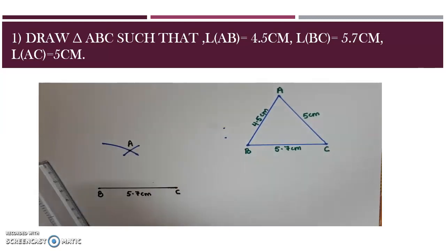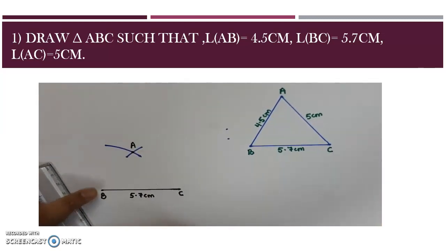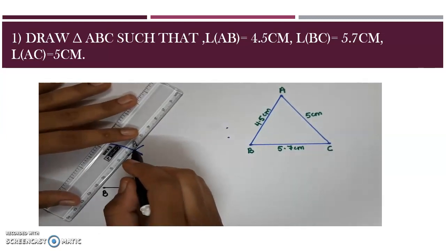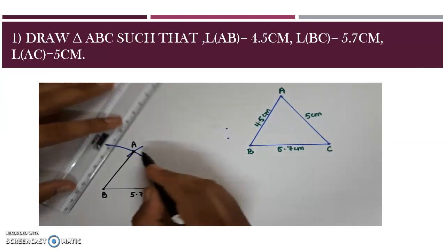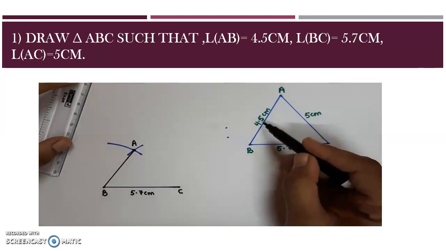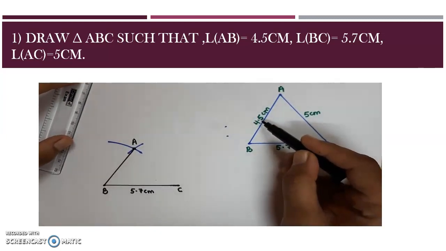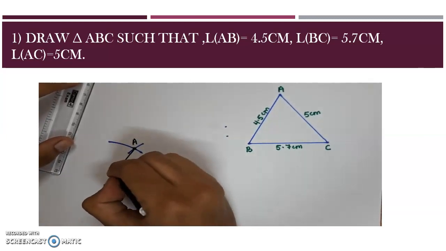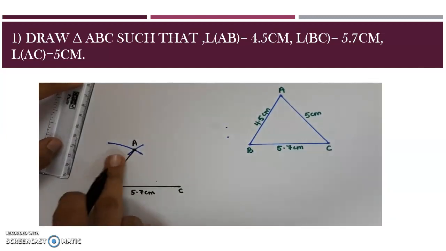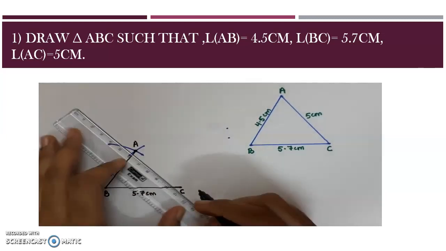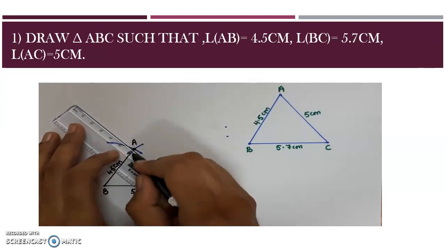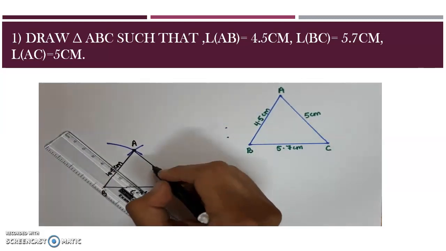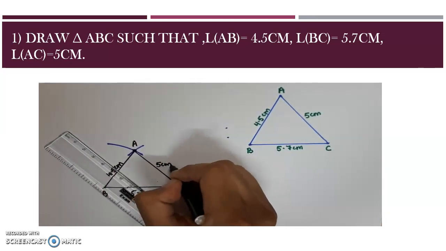And this point A we will join with point B and with C. After joining A with B, whatever measure we have taken, that measurement we will write, that is 4.5 centimeter. Now we will join A with C. AC is 5 centimeter, so here we will write 5 centimeter.